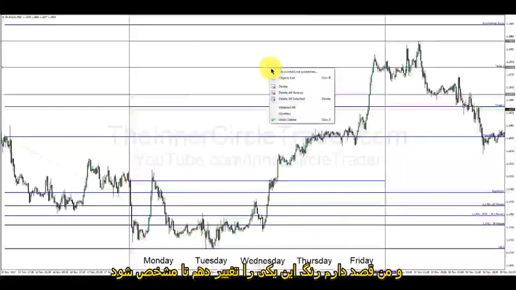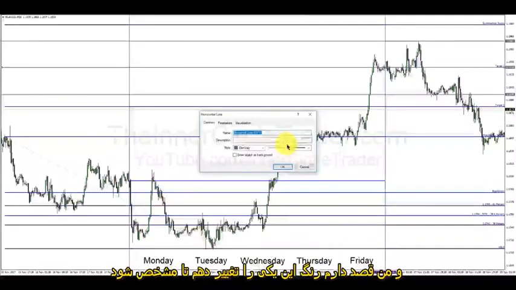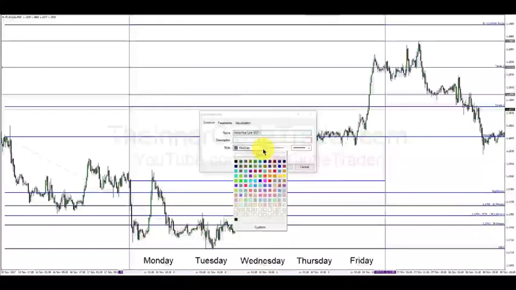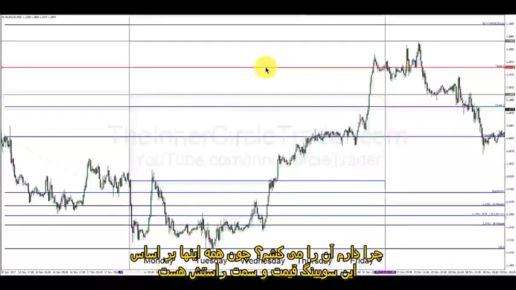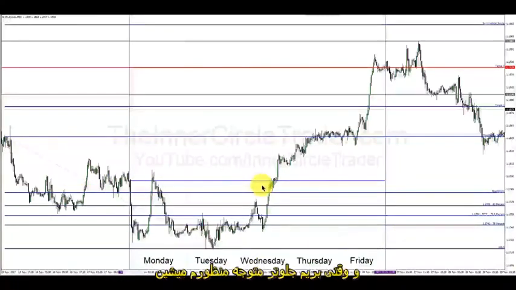And I'm going to change the color of this one to delineate why I'm drawing it, because this is all going to be based on this price swing and everything to the right of it. And you'll see what I mean as I go.